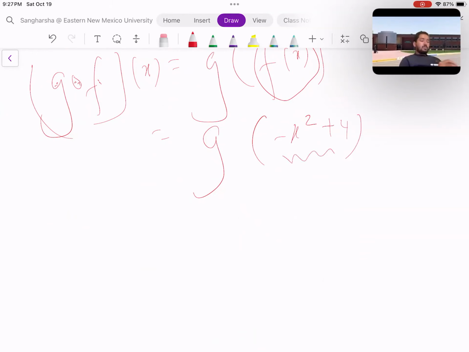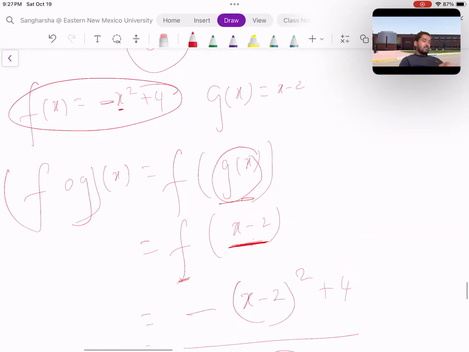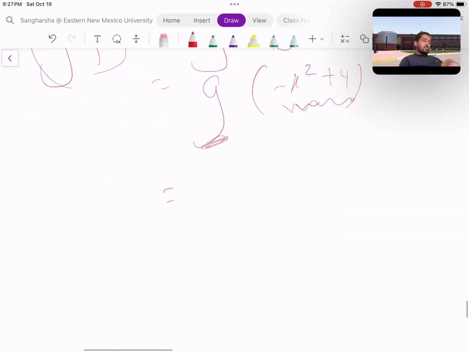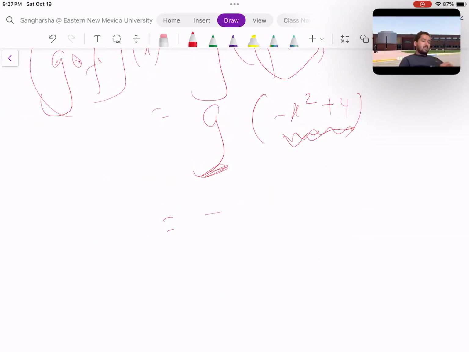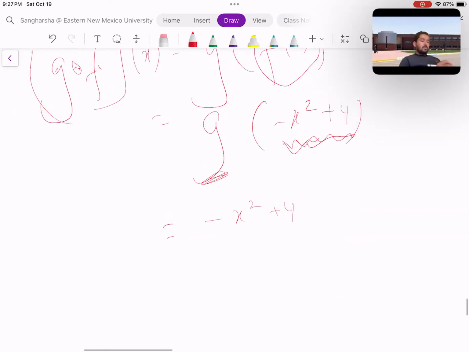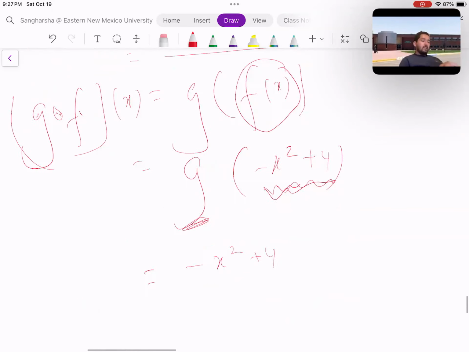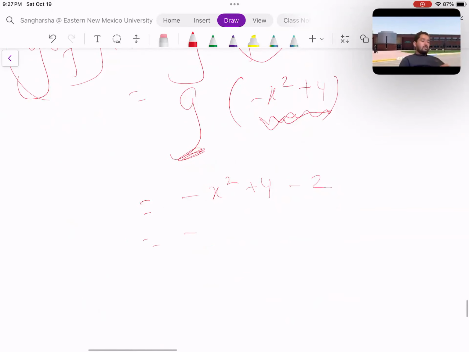Now you substitute this expression for every x in g function. Your g function is x minus 2. So for x, you're going to substitute negative x squared plus 4, and you have minus 2. You simplify and you get the final answer. It's very similar. Okay, if you have any questions, please let me know.